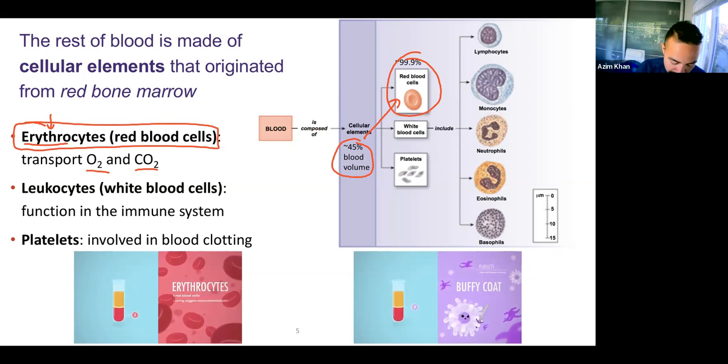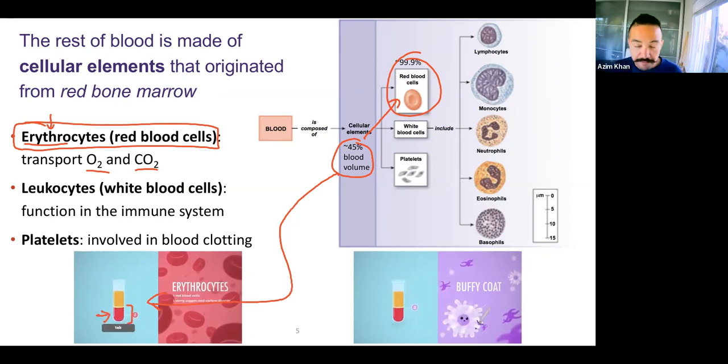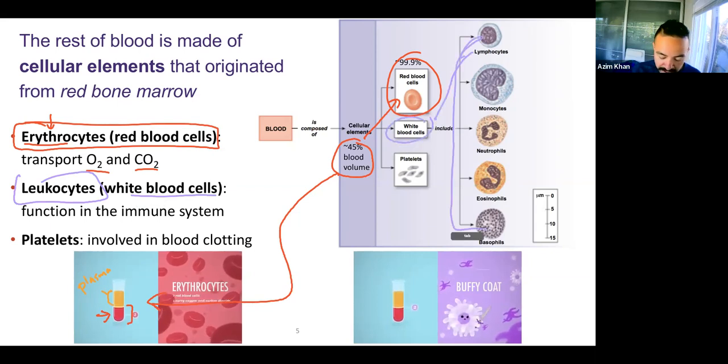If you spun down your blood using a centrifuge, the majority of that cellular element would be erythrocytes. This little bit up here would be plasma. The remainder, the 1% left, is made up of two different things. You have different types of leukocytes, your white blood cells, those cells of the immune system. We're going to go over several different leukocyte types that help defend your body against different things. And the last cellular element you can find in your blood is platelets.